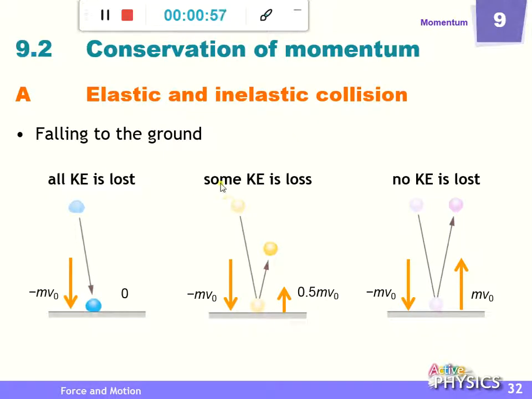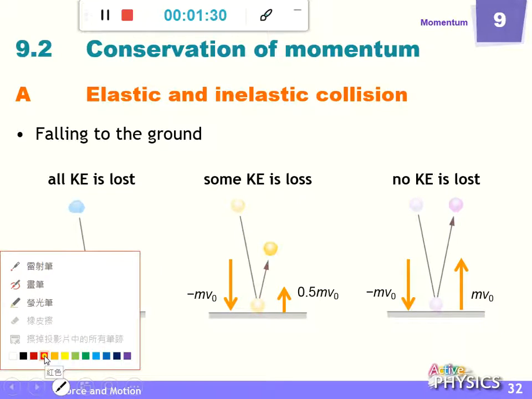Now look at this. The first one is about falling to the ground. For example, if we have an object and let it drop down to the ground, then what will happen? We have three different cases. The first one, this object will stay on the ground without any rebounds, 反彈, okay, without any rebounds. Then the final velocity of it will be 0.